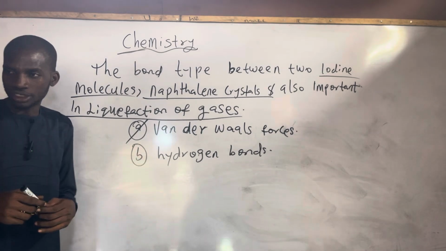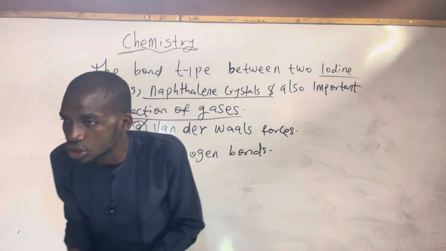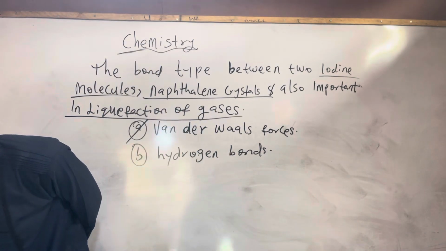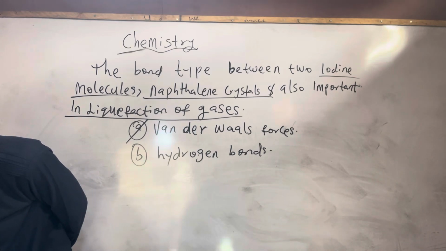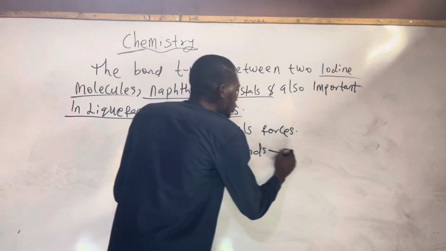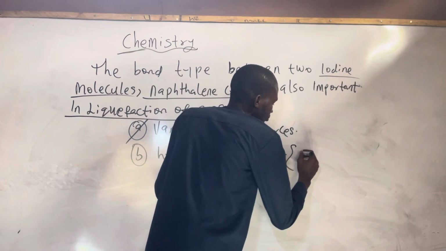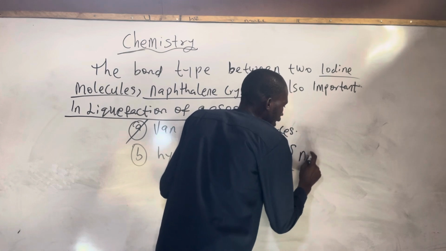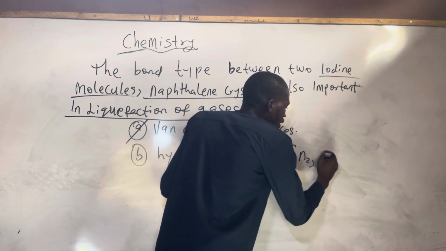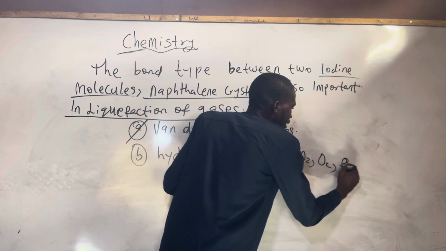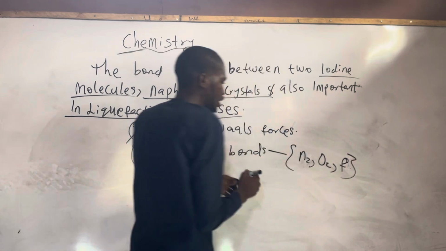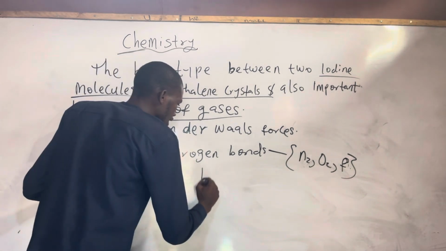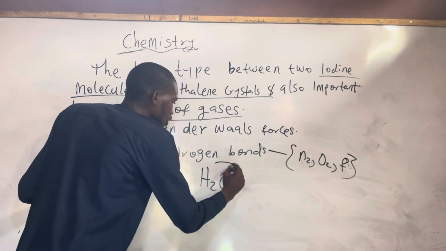Then what is a hydrogen bond? They will ask you: a bond between hydrogen and a strongly electronegative element is called dash, hydrogen bond. A bond between hydrogen and nitrogen, oxygen, or fluorine is called hydrogen bond.